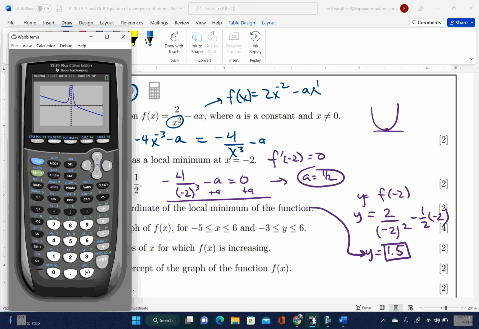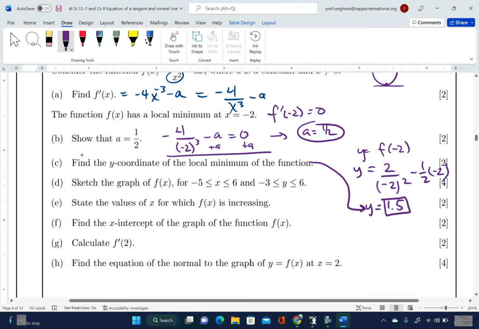They want us to graph it over a specific interval, so I'm going to go ahead, go to window. My x, they want it to be between -5 and 6. They're so demanding. And then my y's, they want it to be between -3 and 6. Okay. And then I'm going to go ahead and hit graph. And here is what my graph is going to look like. So for the next part, which is part D, I just need to sketch this, okay?